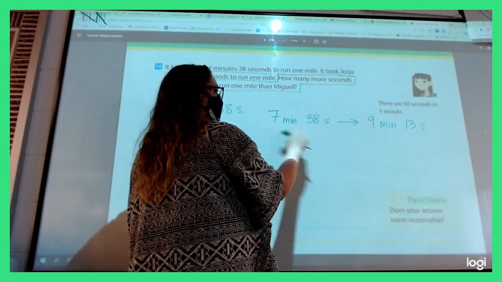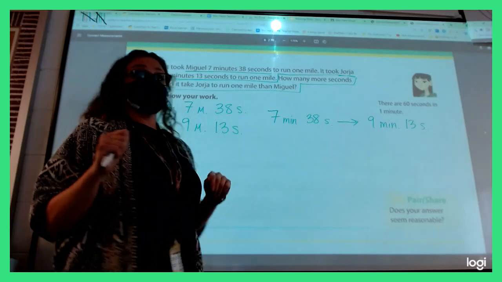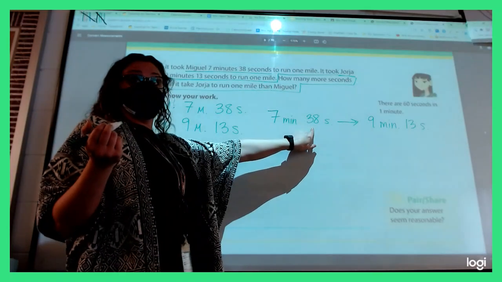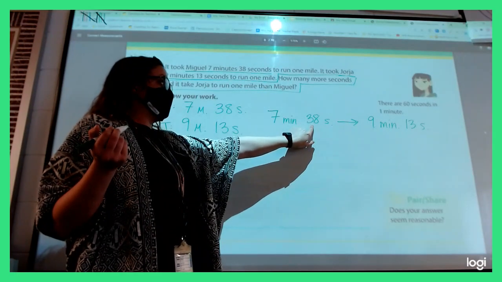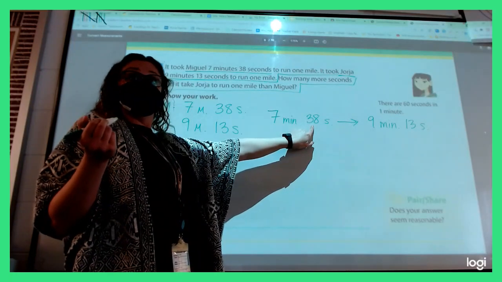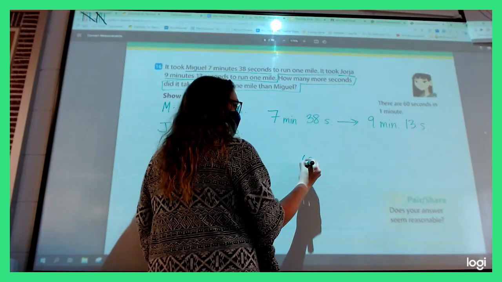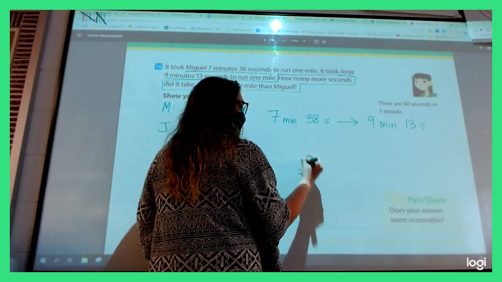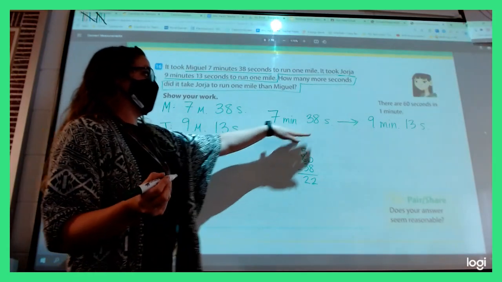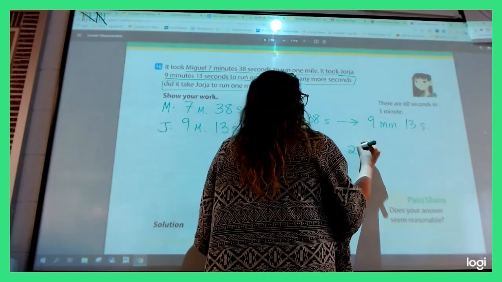So, if I'm at 7 minutes and 38 seconds, how many more seconds do I need to get to 8 minutes? Let's think about that first. So I know there's 60 seconds in a minute, right? So basically we're thinking 60 minus 38, how many seconds till I get to 8 minutes? And if that's a little confusing, you can even subtract. I know there's 60 seconds in a minute. I have 38. So I need 22 more seconds to get to 8 minutes, okay? So 22 seconds is my first thing I need to know.